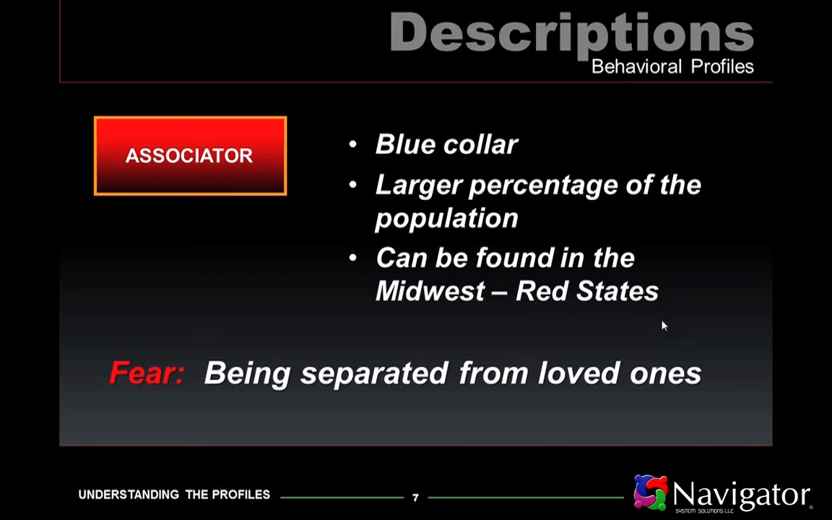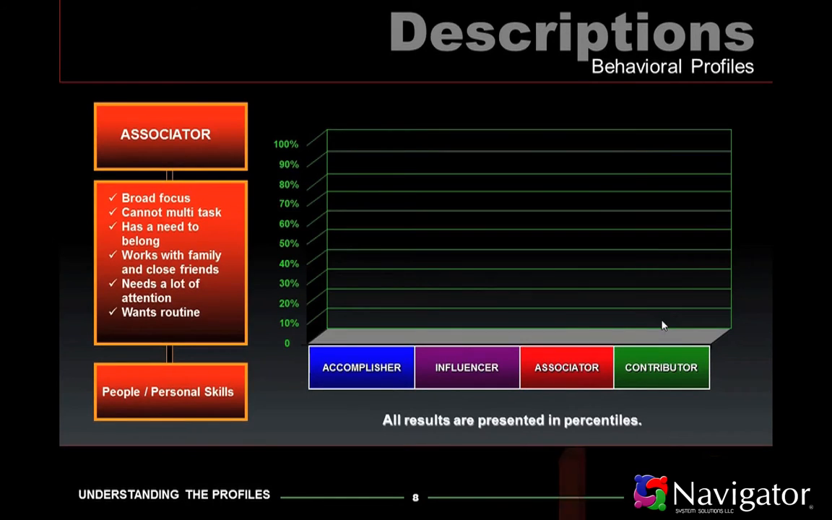They're very blue collar, larger percentage of the population in the U.S., and they can be found generally targeted in the Midwest or the red states. Now, their fear, and remember, one of the important things that we have to understand is what is the fear of an individual. Their fear is being separated from their loved ones. That would sever the aorta. That would be the kiss of death, is to make them feel isolated, alone, and not part of something.